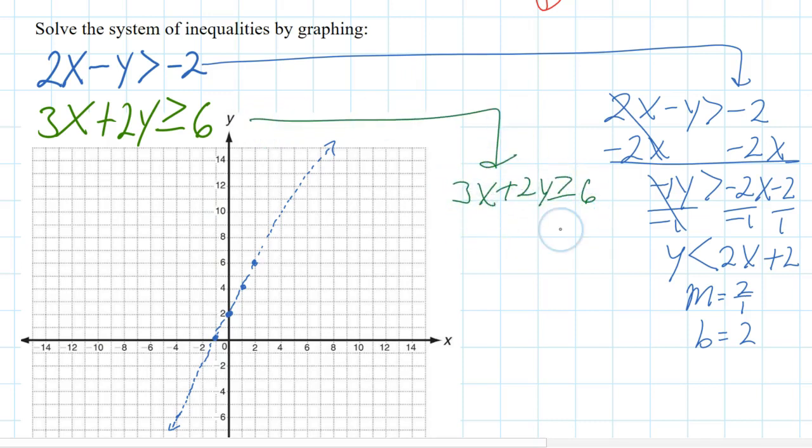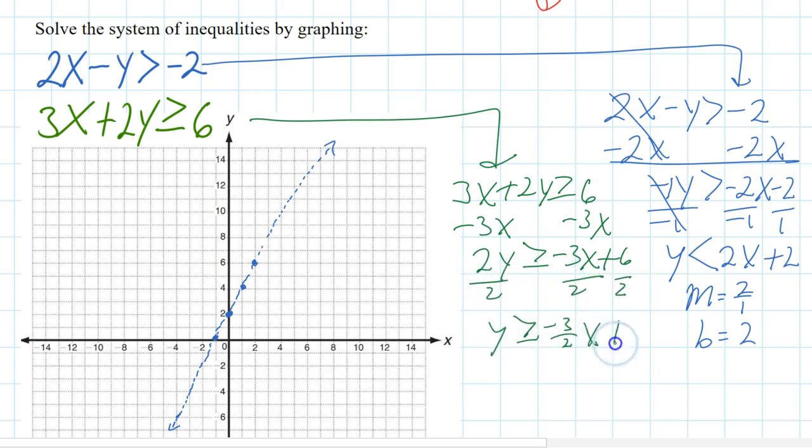First thing you're going to do is subtract the 3x to the other side. Then we can divide both sides by 2. Notice the inequality stayed the same because we did not multiply or divide by negative. Now all we need to do is write out our slope and y-intercept. My slope is negative 3 over 2, and my y-intercept is 3. So I go up to 3 and I put a dot. And my slope says to go down 3 and to the right 2. I go down 1, 2, 3 and to the right 2. And we can go backwards. Then you simply draw a line. Because there's an equals here, it's greater than or equal to, then we draw a solid line.